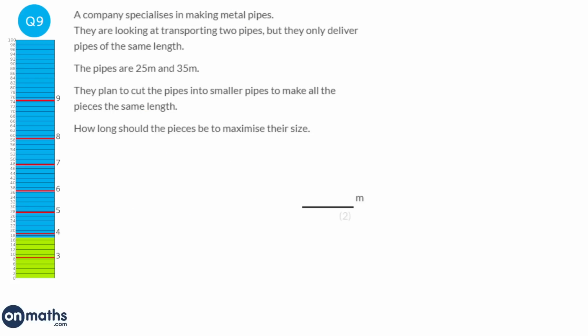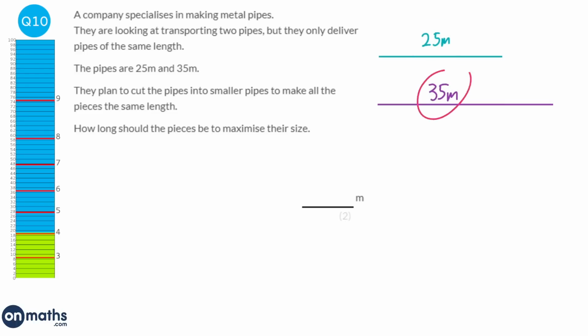So if we imagine we've got the 25 meter pipe here, and we've got the 35 meter pipe here, the question's basically asking what can we cut all these pipes into, and they all have to be the same length that will fit with the 25 meter and the 35 meter. Essentially, what this question is asking is, what is the highest common factor of 25 and 35?